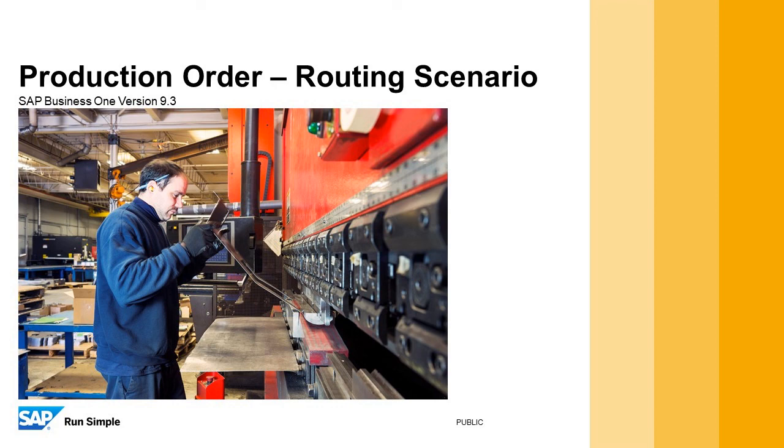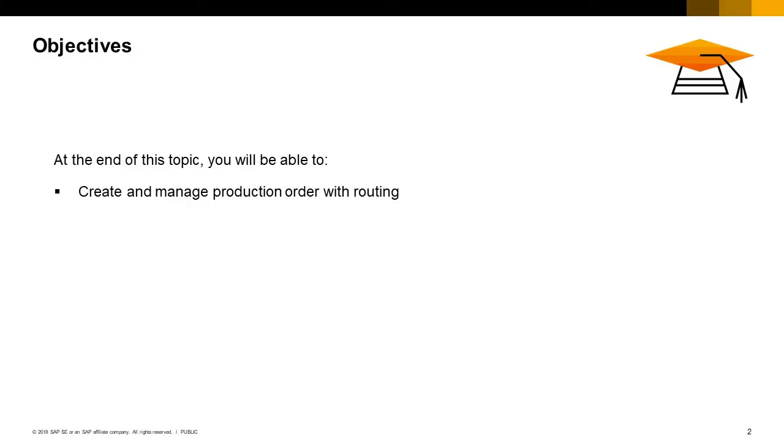Welcome to the production order routing scenario training topic. In order to take this course, you should first complete the bill of materials and the basic production process training topic. At the end of this topic, you will be able to create and manage production order with routing.